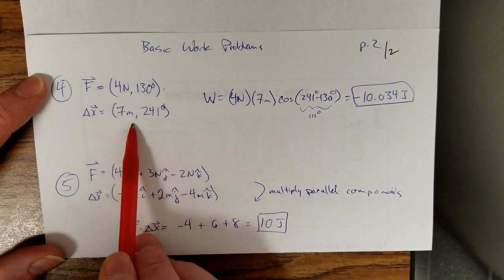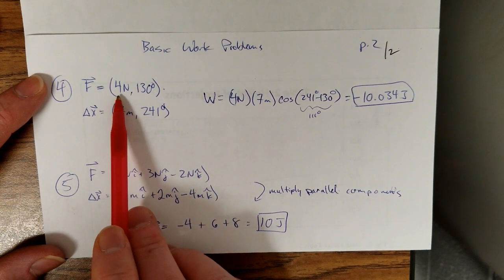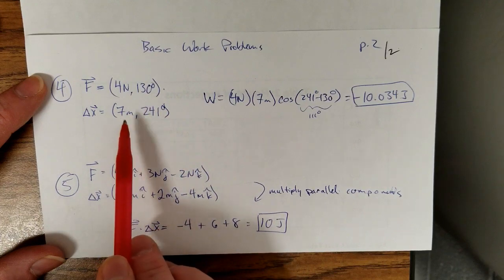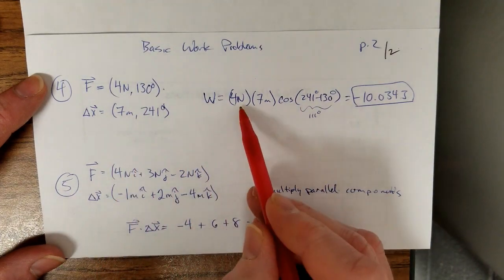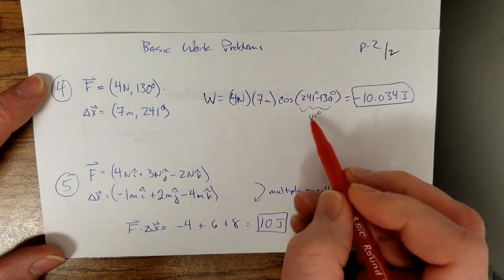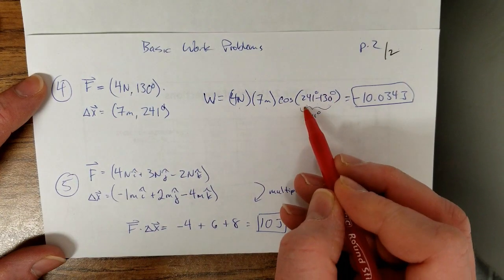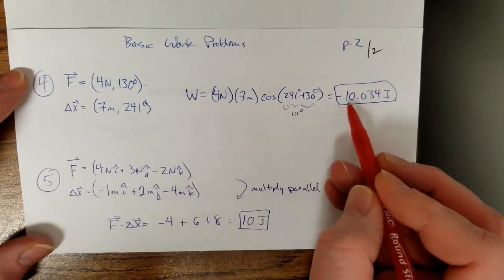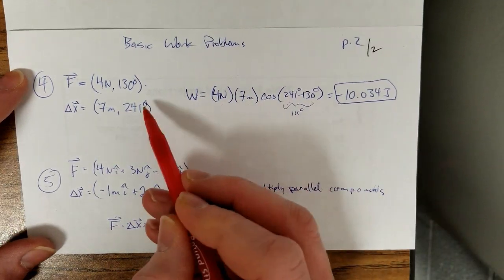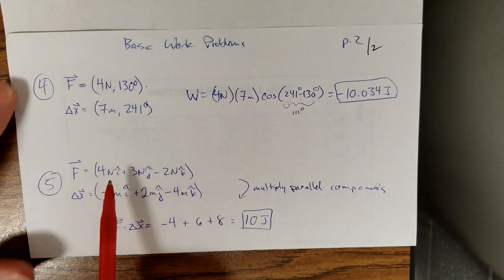From straight up polar form right here, so we don't have the picture anymore, but I've given a magnitude and direction for two of them, and so work is the magnitude of one times the magnitude of the other times the cosine of the angle between them. And again, it doesn't matter from which one you subtract which. So 241 degrees minus 130 degrees, or flip it around, the cosine value is the same, and we get a negative value, which means that ultimately the force is hindering the movement.